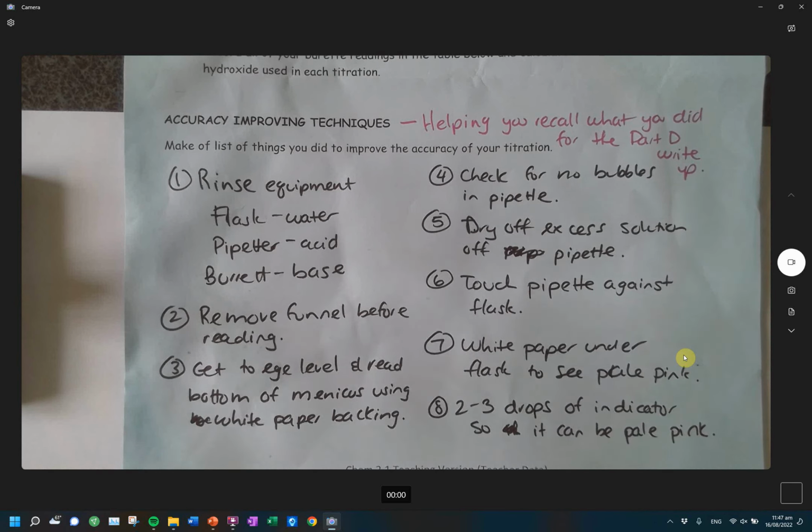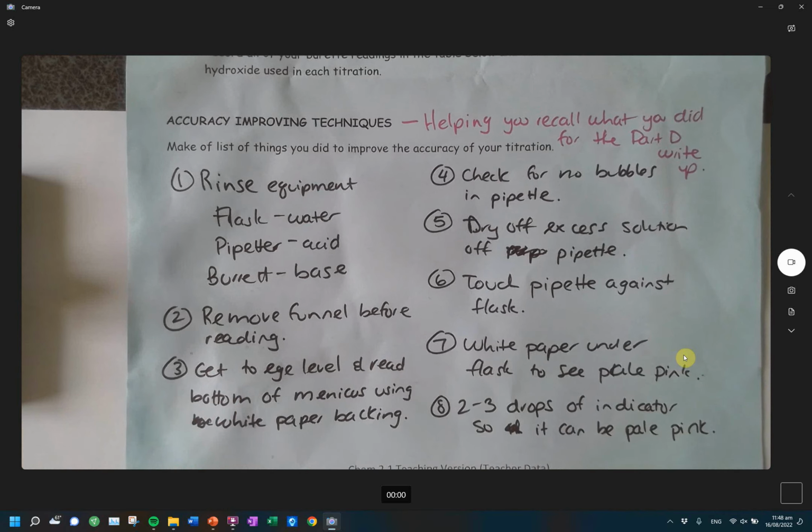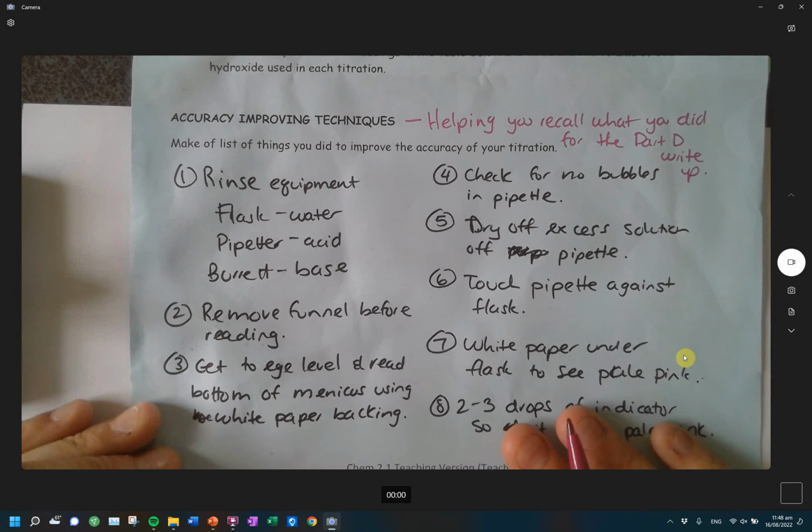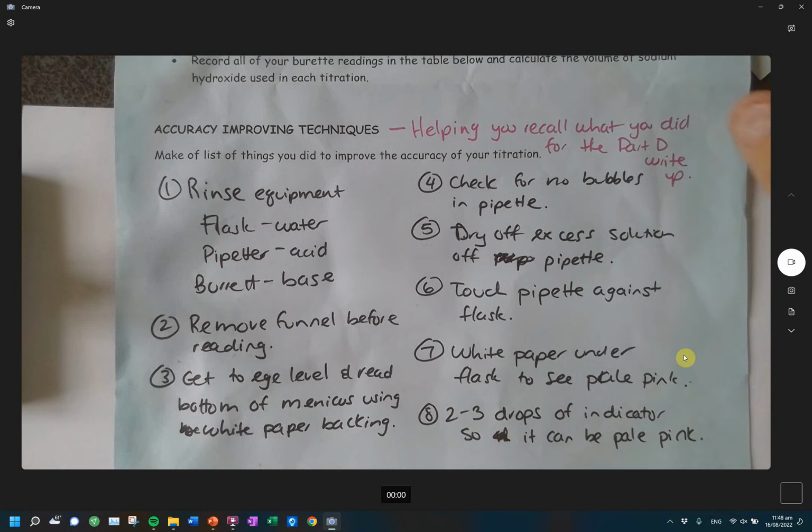And like I said, I've put down 8. You don't need to write all of them. You don't need to memorize them, but you should be mindful when you're doing your experiment of what you are doing to improve that accuracy. So this is useful because, like I said, I give you all parts back so you can refer back to this one and copy it down.